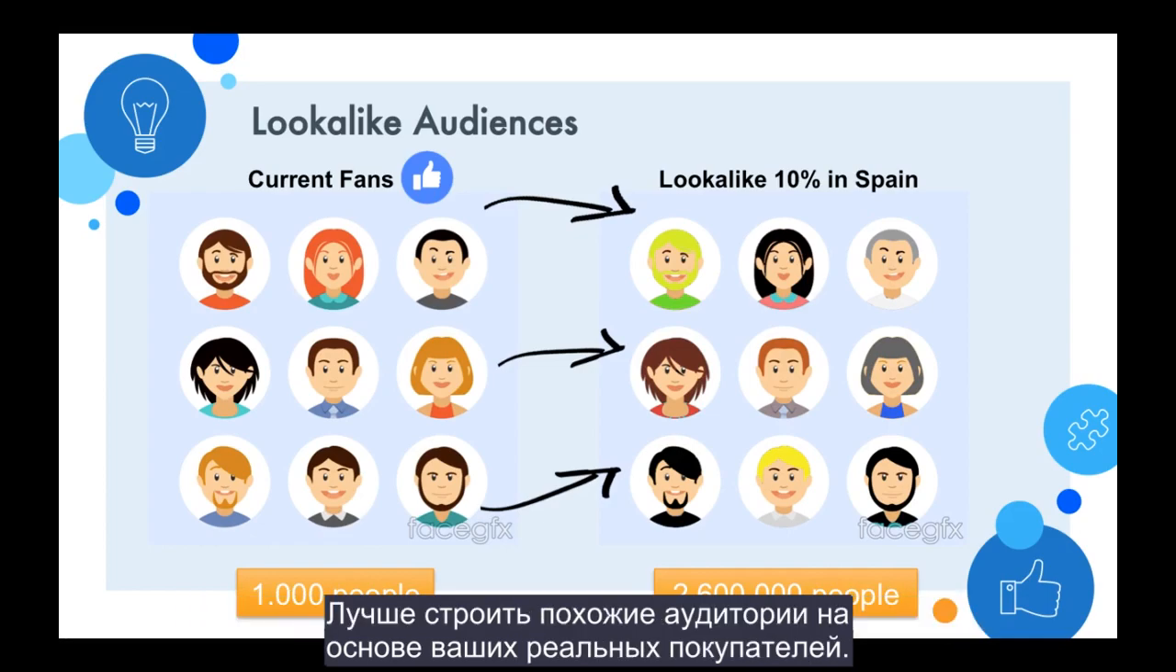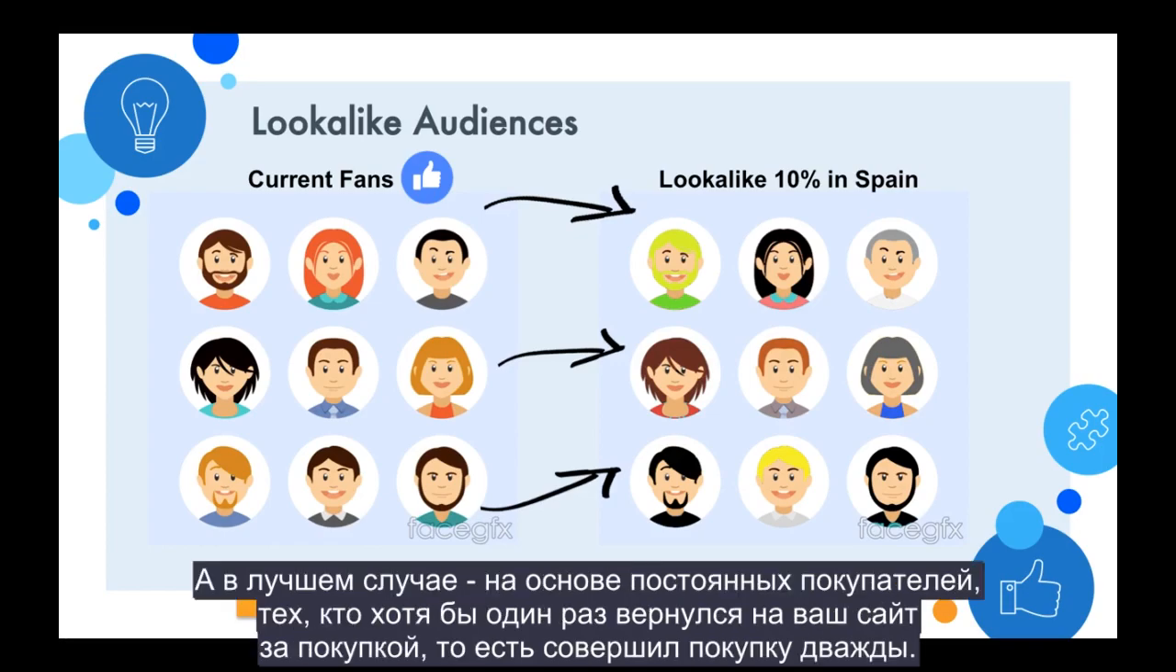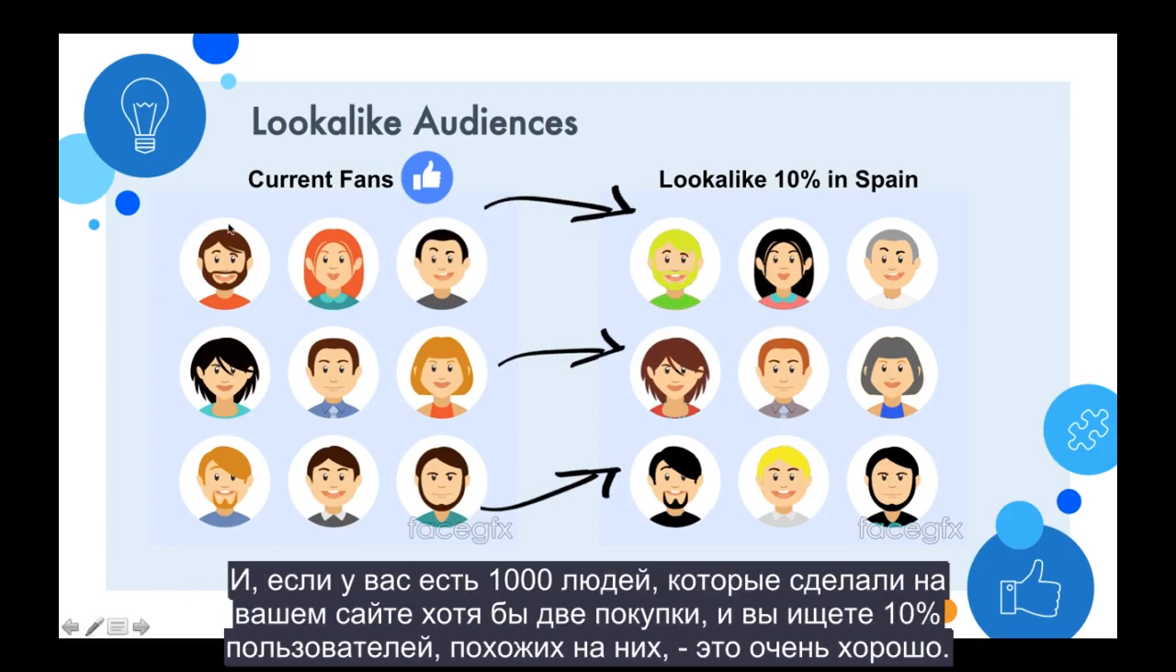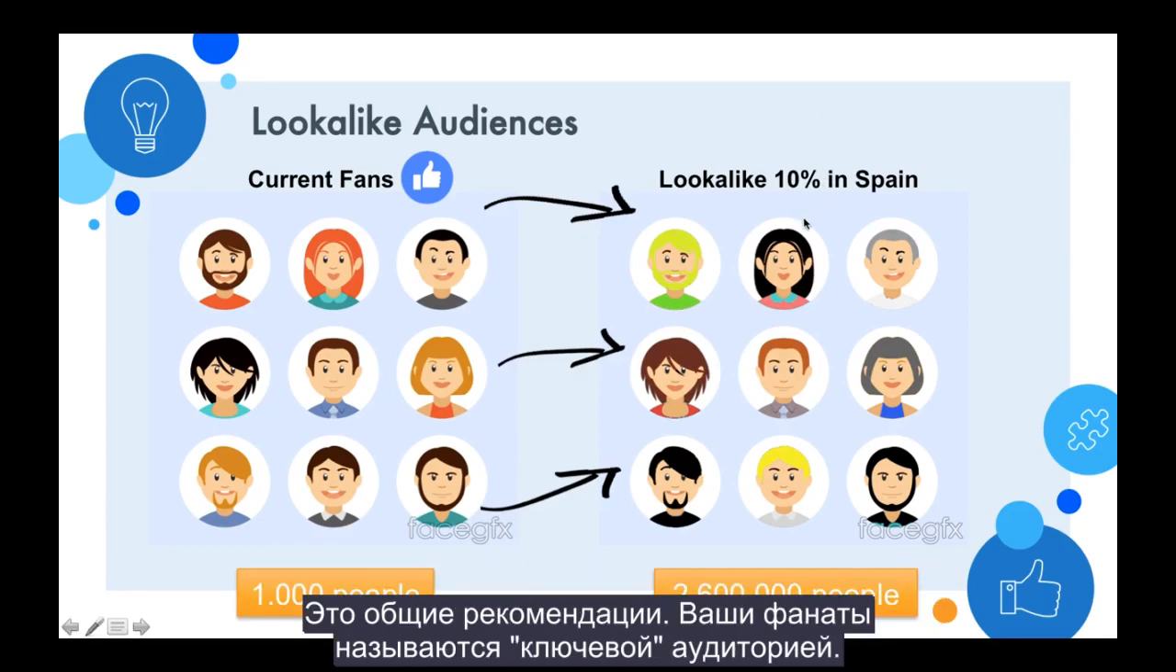It's a better idea to build a lookalike based on your actual customers, and in the best case on your most loyal customers, so the ones that have returned to purchase at least once, so they purchased twice on your website. Let's say you have around 1,000 of those people who have come back to your website and purchased at least twice, and then you build a lookalike on that. That's of course very good. It's just a general recommendation.